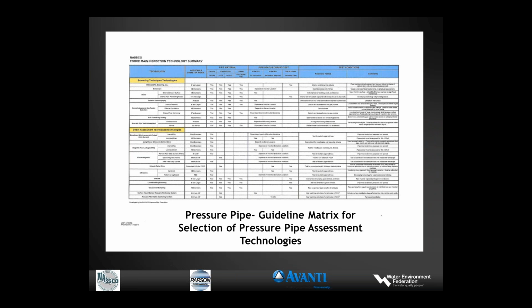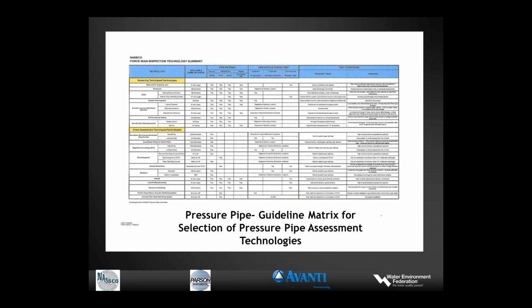Here's an interesting one that is more of a tool. It is a pressure pipe guideline matrix for selection of pressure pipe assessment technologies. This was prepared by the NASSCO Pressure Pipe Committee, and it goes into all the different technologies that are used out there to assess pressure pipes for leakage, for deterioration, for pipe wall thickness, and so on. And it's a pretty good document.